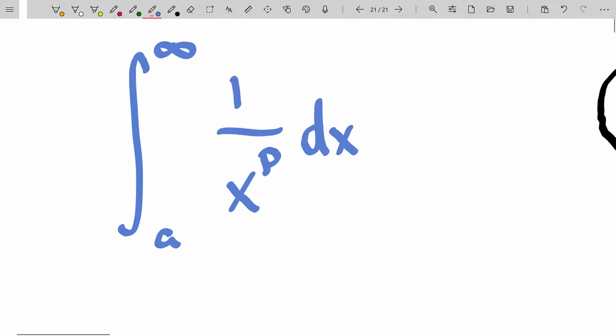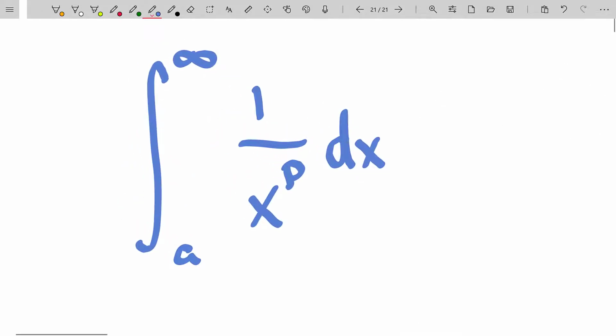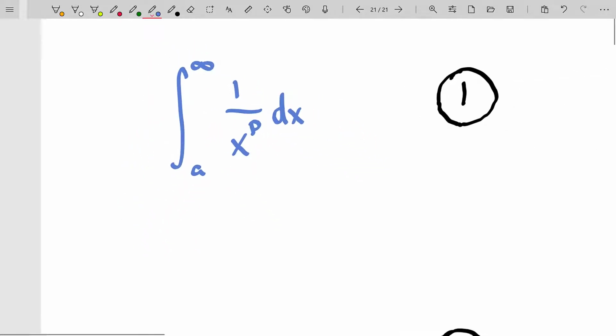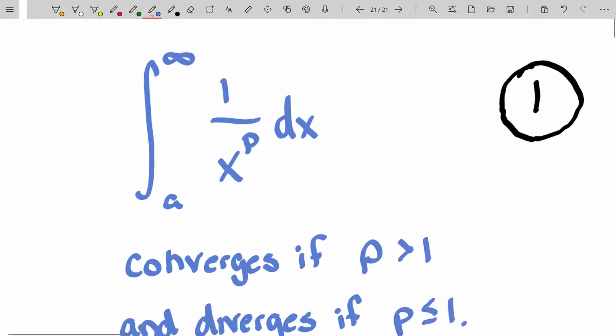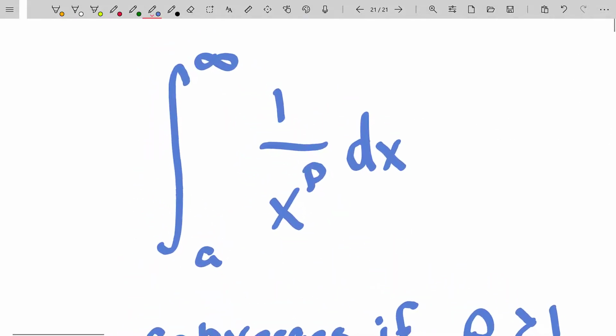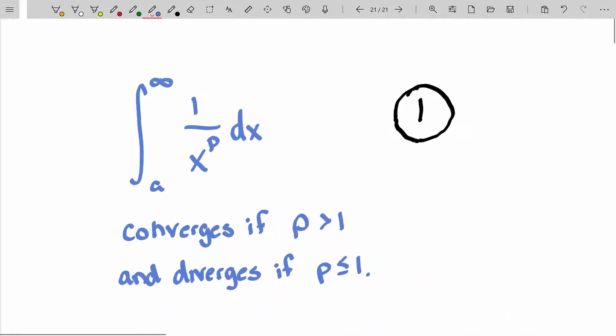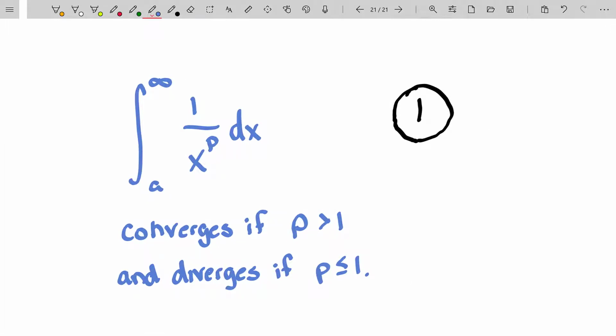And that is the improper integral from a to infinity of 1 over x to the power p dx. Well, that integral will converge if the power p is strictly greater than 1. It will diverge otherwise. Now, this actually doesn't help in every situation, but it gives you an intuition as to what causes the convergence of an improper integral or the divergence.